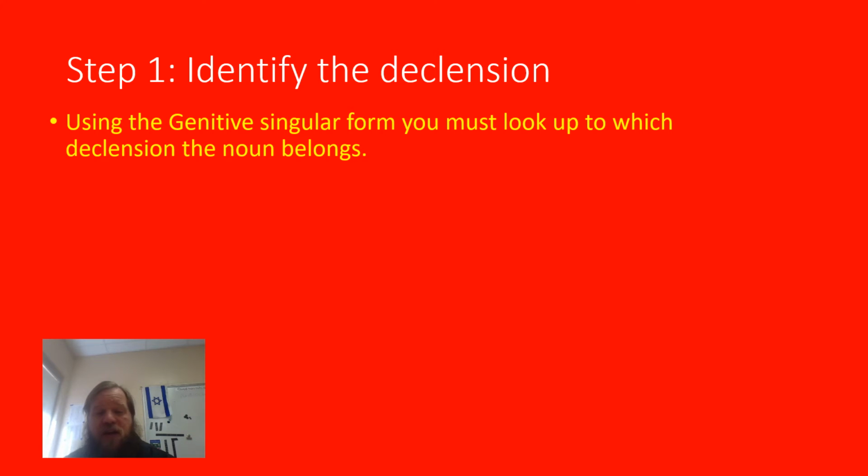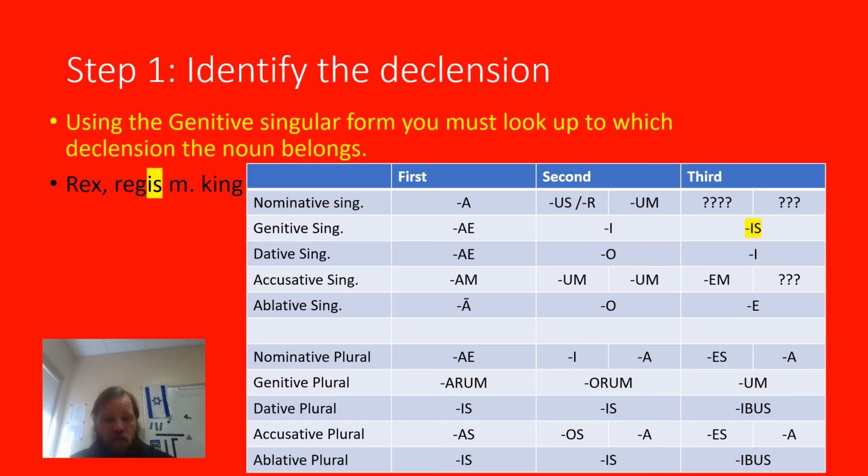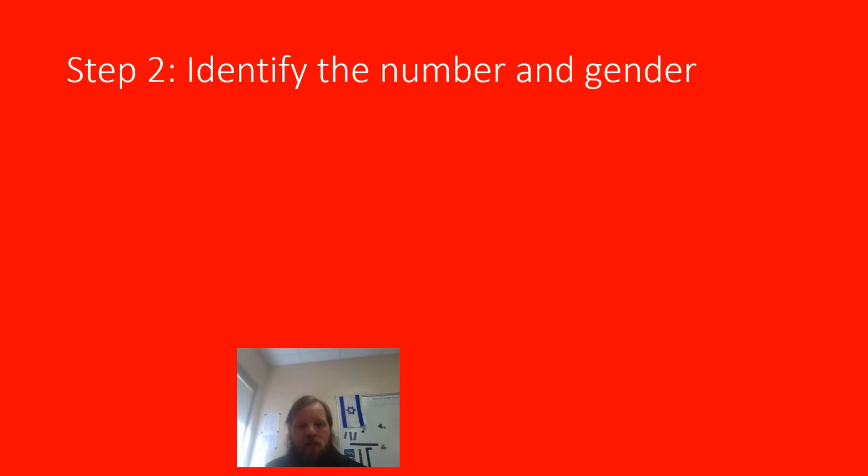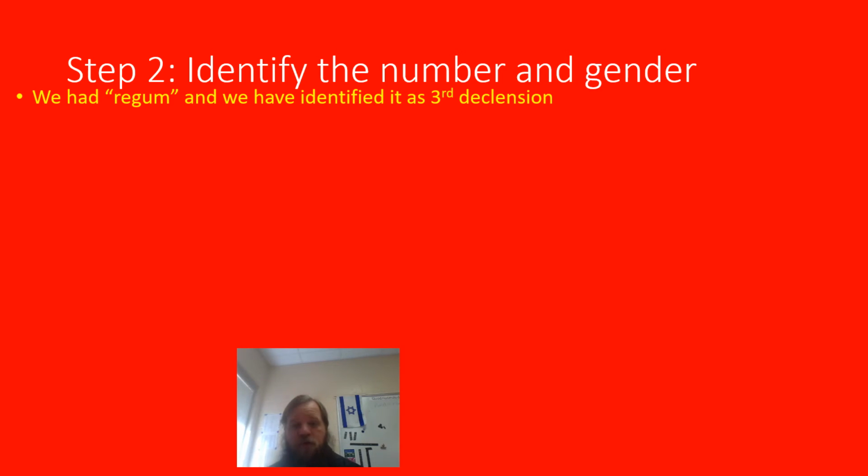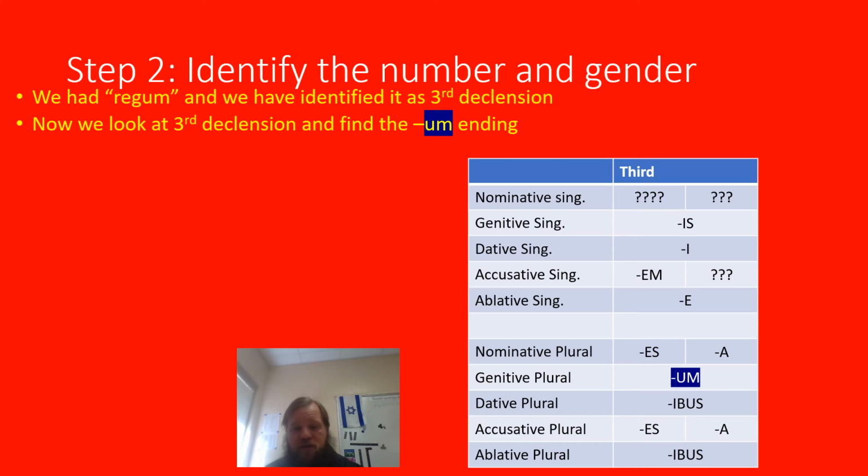All right. So first thing, how do we identify the declension? Well, we use the genitive singular form. Okay. Our genitive singular was regis. So we look at our chart, we go across the genitive singular row, and we find that it means that this word is third declension. Then we need to identify the number and the gender. So we had regum. We just said this word's third declension, so now we know what column we are working in. So we need to find the -um ending in third declension. We look at our third declension chart, and we come down, and we find that that ending is right here. It is genitive plural.